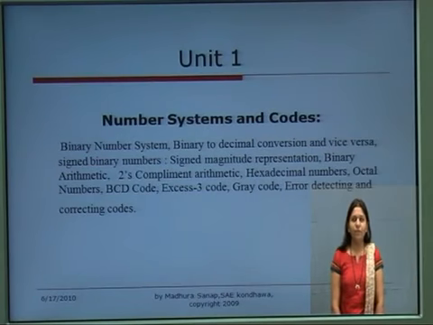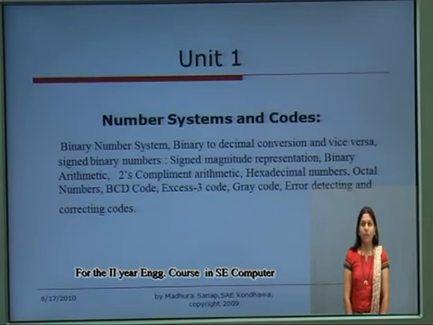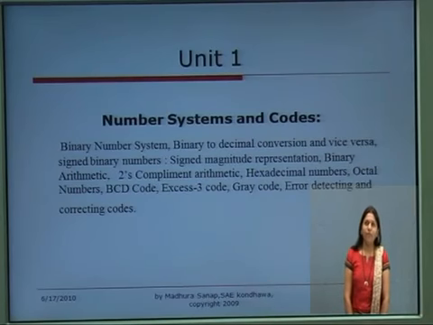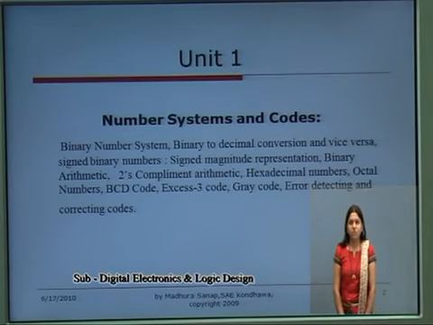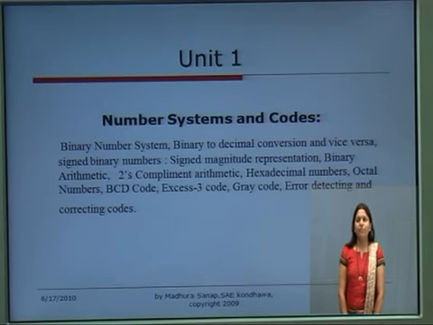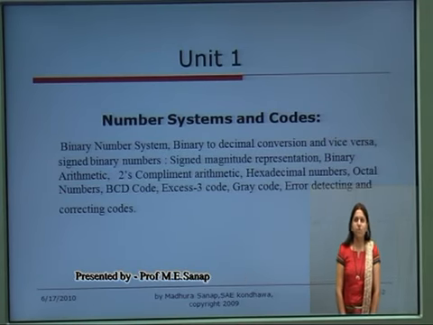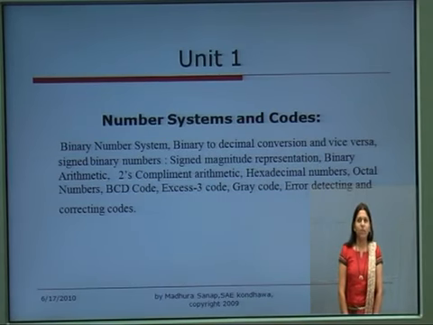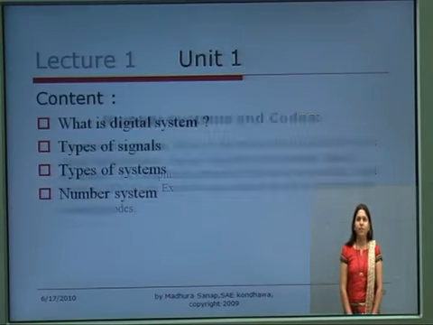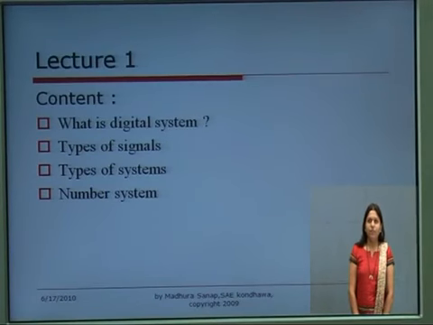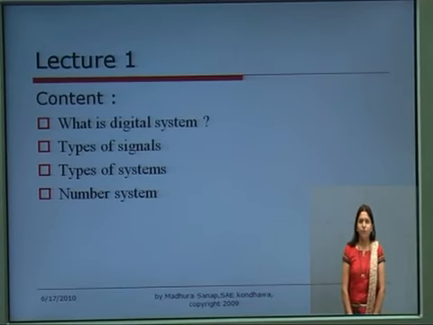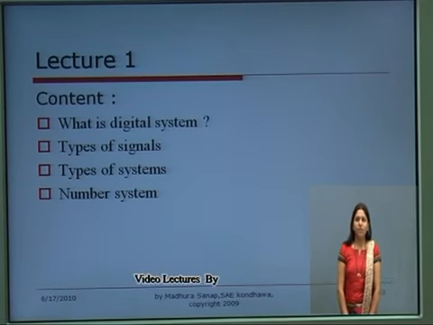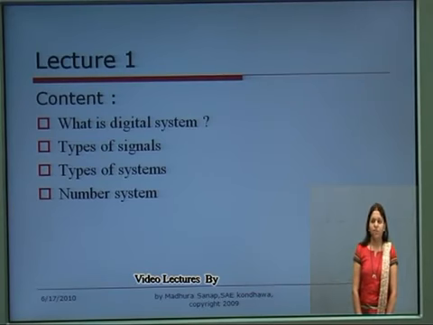Within that we have 6 units. Out of that, unit 1 is related to number systems and codes. Within that we have to include what is number system, different types of conversion related to number system, sign magnitude representations, and there are different codes related to the number system. This is our lecture 1, and the content of lecture 1 is: what is digital system, types of signals, types of systems, number systems.